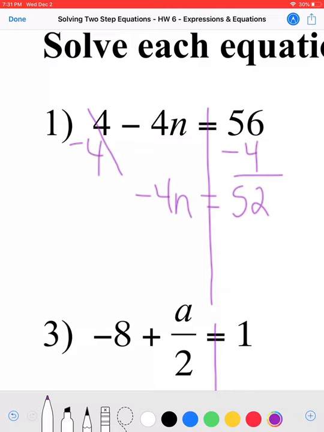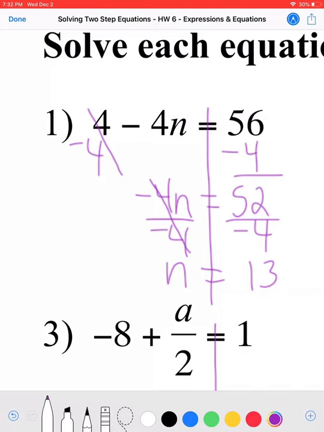So we're going to take care of getting that 4 away from the n. So what is the opposite of multiplication? I hope you told yourself in your head division, because that is what you were supposed to do. So we're going to divide by negative 4 on both sides. This side cancels out. We're left with n on this side. And what is 52 divided by negative 4? I hope you said 13 in your head. That should be mental math right there.